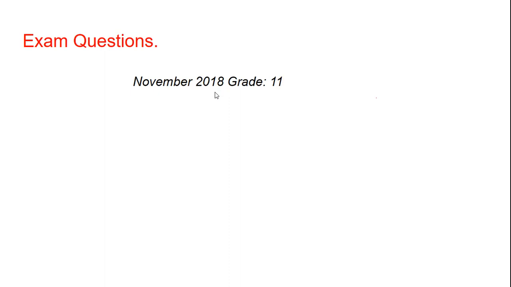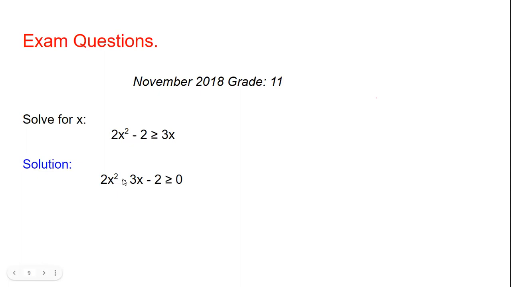Let's look at some exam questions here. The November 2018 exam. So let's solve for x here. Where we have 2x squared minus 2 being greater than or equal to 3x, we can take this 3x term to the other side to give us 2x squared minus 3x minus 2 being greater than or equal to 0. We can then factorize to get 2x plus 1 and then x minus 2.